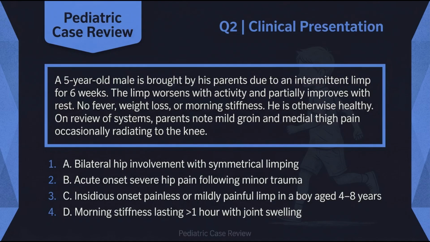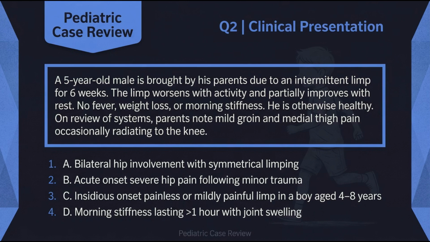Case 2. A 5-year-old male is brought by his parents due to an intermittent limp for 6 weeks. The limp worsens with activity and partially improves with rest. There is no fever, weight loss, or morning stiffness. He is otherwise healthy. On review of systems, parents note mild groin and medial thigh pain occasionally radiating to the knee. Which of the following best describes the typical clinical presentation of this condition?